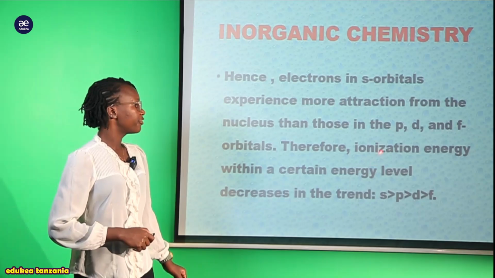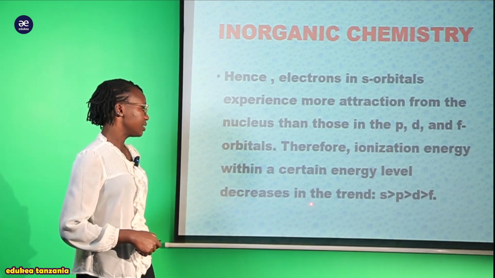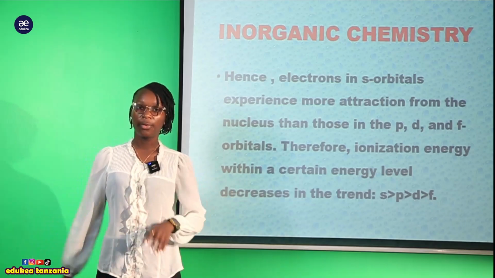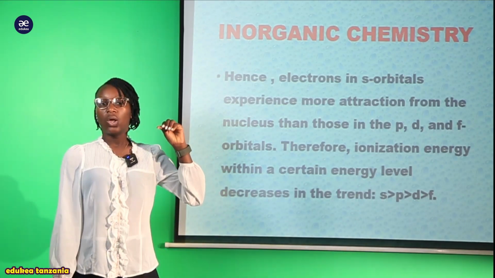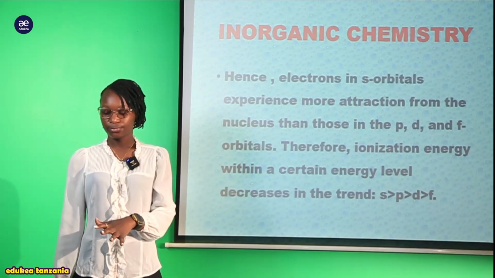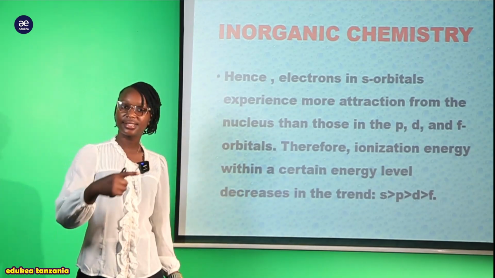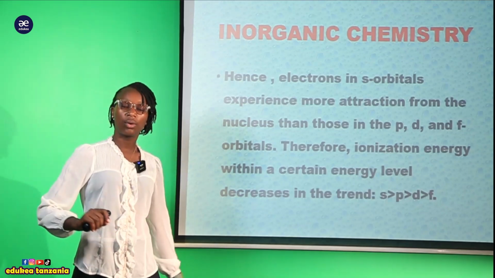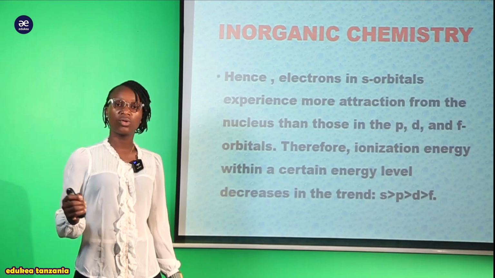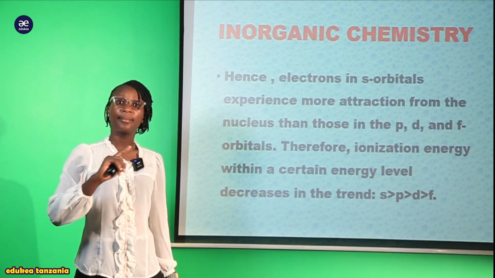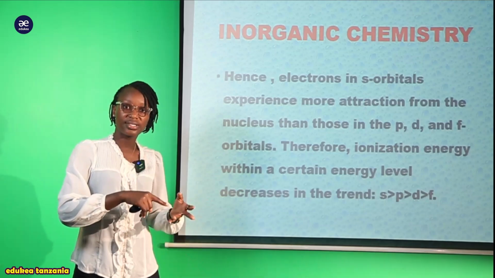Kwa hiyo anasema kwamba therefore ionization energy within the certain energy level decreases in the trend of this one. Sasa tunapokuja kuangalia ile trends of the ionization energy in the issue of the locality of the orbital, tunaona kwamba it tended to decrease in this way. Ina maana tutaanza na s orbital, ina maana ndio stronger kuliko wote. Baada ya pale tutafuata p, ambaye p tunajua ana rotation 3, maana kwamba yeye ana maximum of 6 electron. Kwa hiyo actually atakuwa na sheli ya kwanza na ya pili.